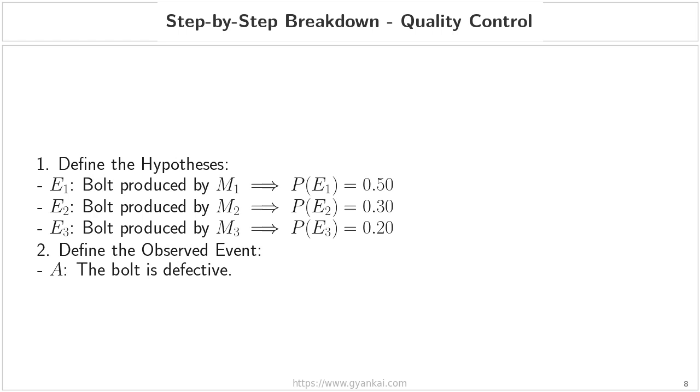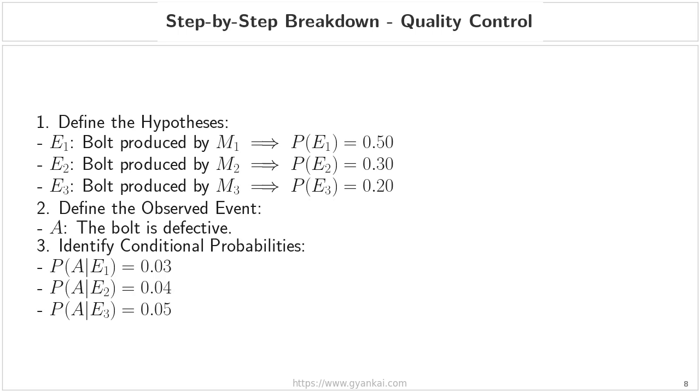Second, we must define our observed event, which we'll call event A in this specific problem. Event A represents the fact that the bolt we have drawn is actually defective. Third, we need to identify our conditional probabilities, or the likelihoods. These are the error rates for each machine. The probability of a bolt being defective, given it came from machine 1, is 0.03. For machine 2, the probability of a defect is 0.04, and for machine 3, it is 0.05.